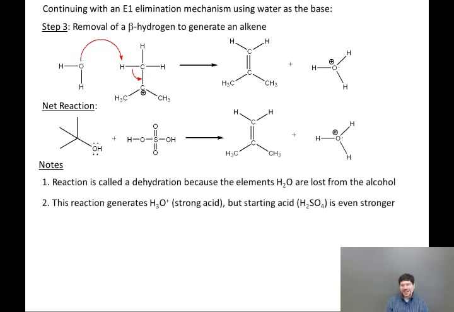So you may be looking at this and saying, wait a minute, this reaction generates strong acid. It's generating H3O+. Why on earth would it happen? But what you have to remember for this particular reaction is that sulfuric acid, which is your starting acid, is even stronger than H3O+. So when you use sulfuric acid as the acid, this process is actually favorable from purely acid-base reasons.